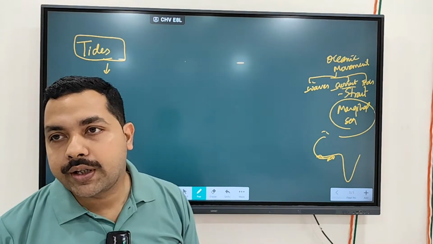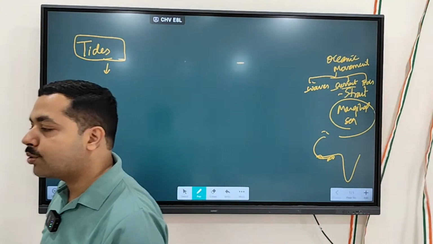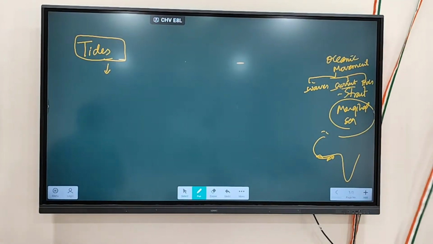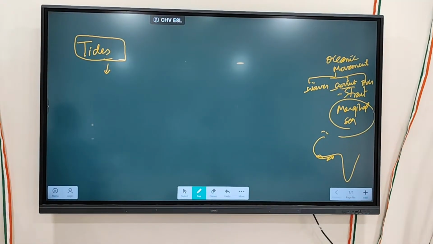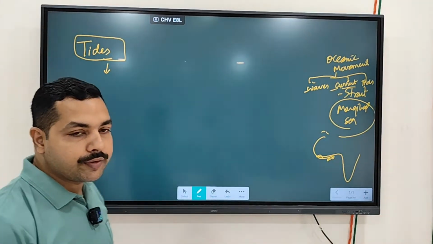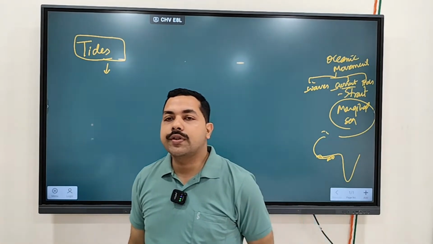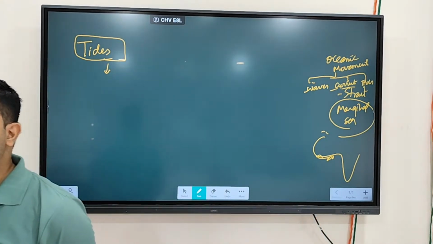Which type of current are you finding on the eastern coast of Africa? Benguela is on the west coast, not the east coast. On the eastern coast of Africa, it is the Agulhas current. On the west coast of Africa, which currents are flowing? The Benguela current and the Canary current.